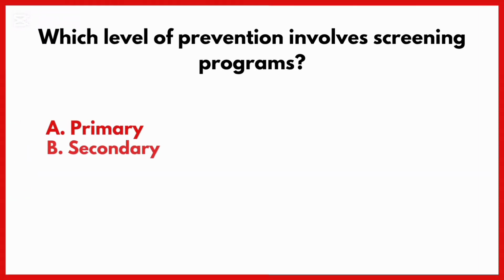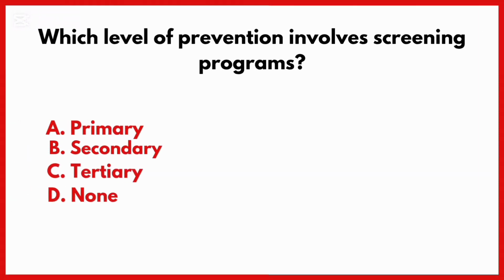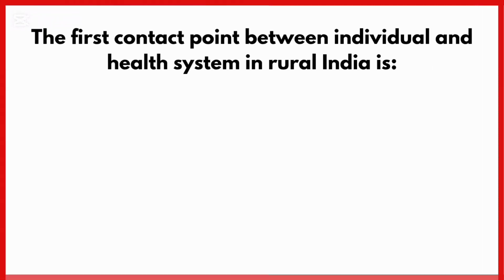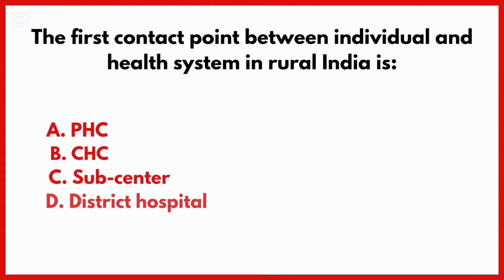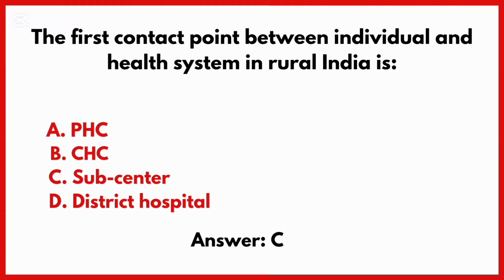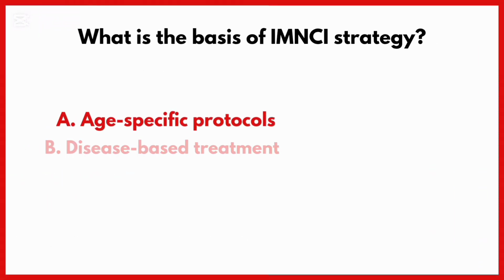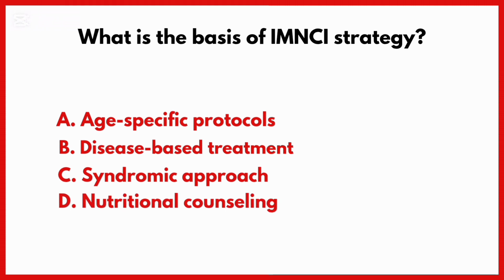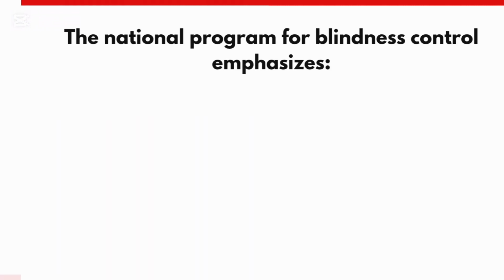Which level of prevention involves screening programs? Correct answer is option B, secondary. The first contact point between individual and health system in rural India is. Correct answer is option C, sub-center. What is the basis of AIIMS strategy? Correct answer is option C, syndromic approach.